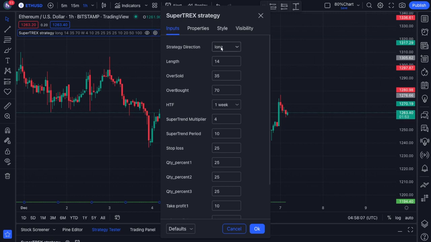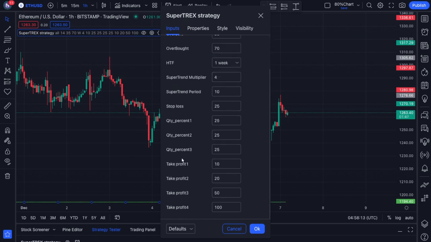Now we're going to change the strategy direction option to all so that it shows long and short positions, not just one or the other. Now if you scroll all the way to the bottom, you can see there are 4 take profit targets. We're going to change them to multiples of 2, so the first will be 2%, the second will be 4, then 6, and then 8.